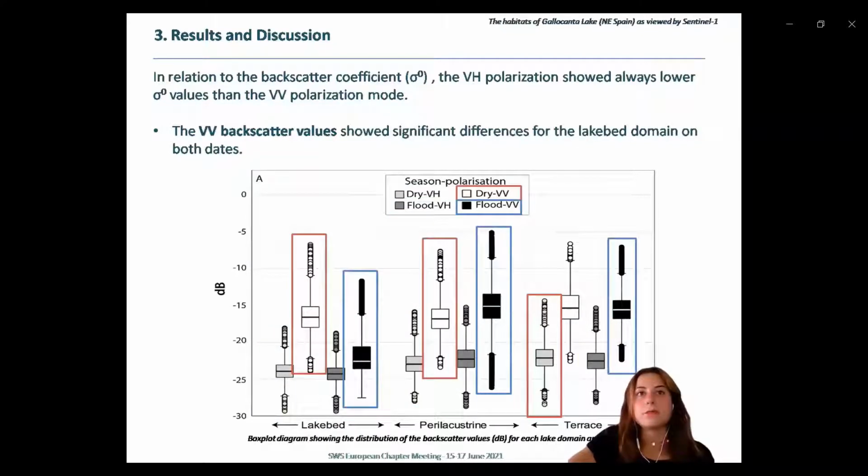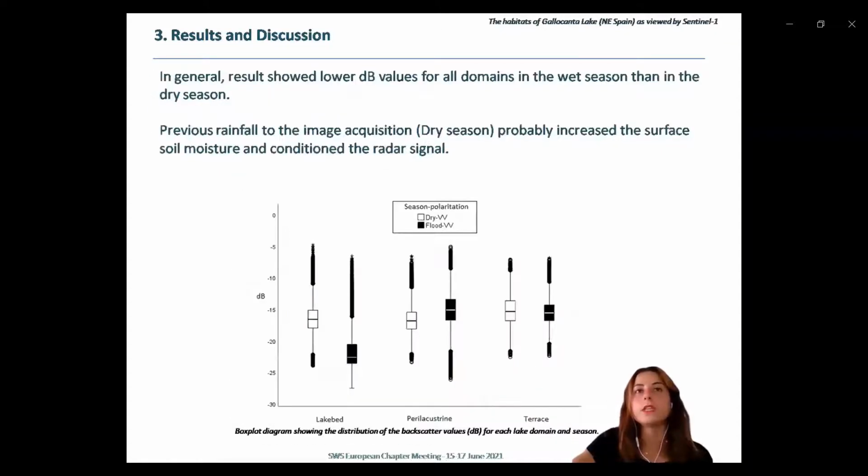The vertical backscatter values showed a significant difference for the lake domain on both dates. In general, results showed lower decibel values for all domains in the wet season than in the dry season. Previous rainfall to the image acquisition, in the dry season, probably increased the surface soil moisture and conditioned the radar signal.